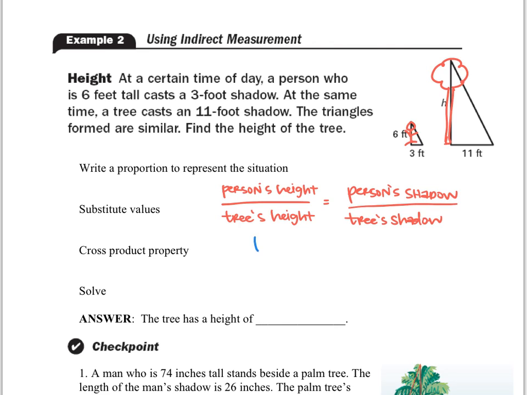So the person's height is 6 feet. The tree's height is what we don't know, that's h. The person's shadow is 3, and the tree's shadow is 11. And on this one, we could use cross products, or we could actually see that 3 times 2 is 6, so 11 times 2 means that h is 22. So the tree has a height of 22 feet. Don't forget that label, feet, that's important.